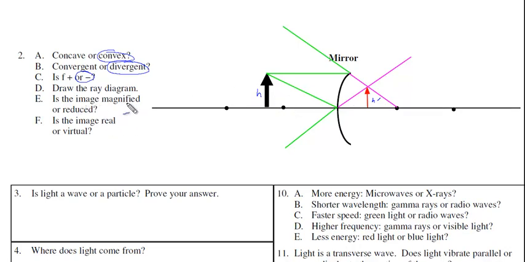Now, is the image magnified or reduced? Well, it's still reduced. We can obviously see that this is not as tall as the other one. But since it's on the virtual side of the mirror, the image itself is virtual. So that covers that.